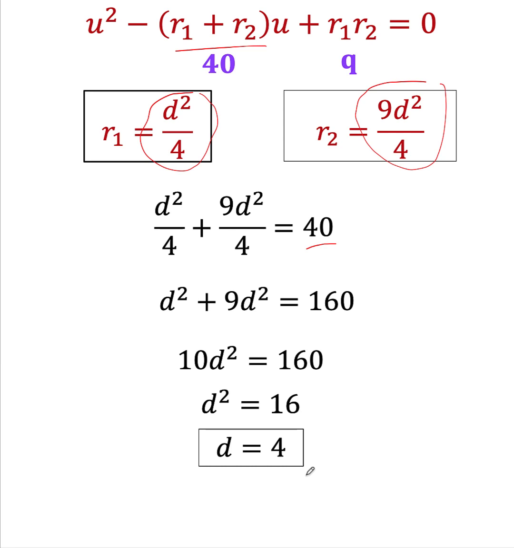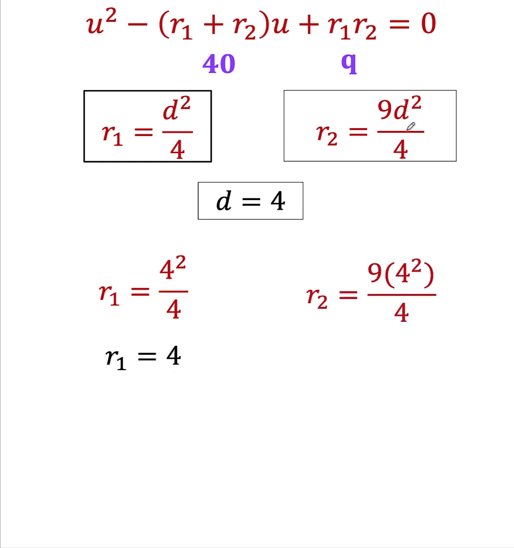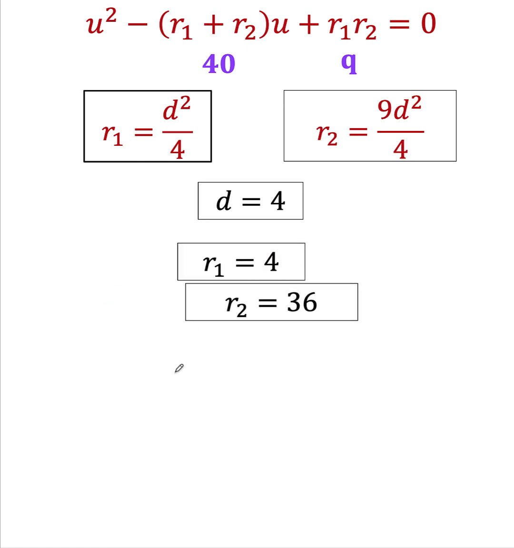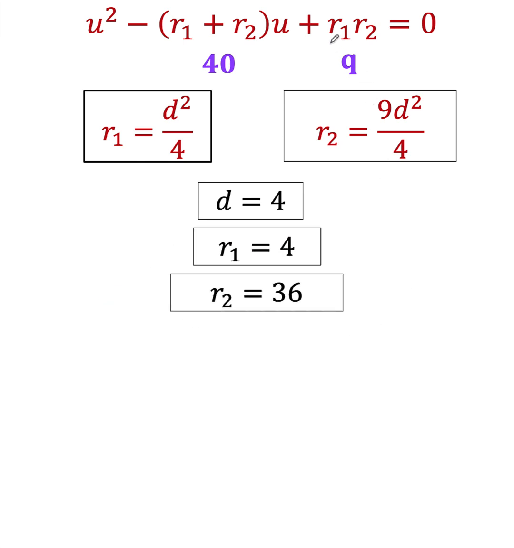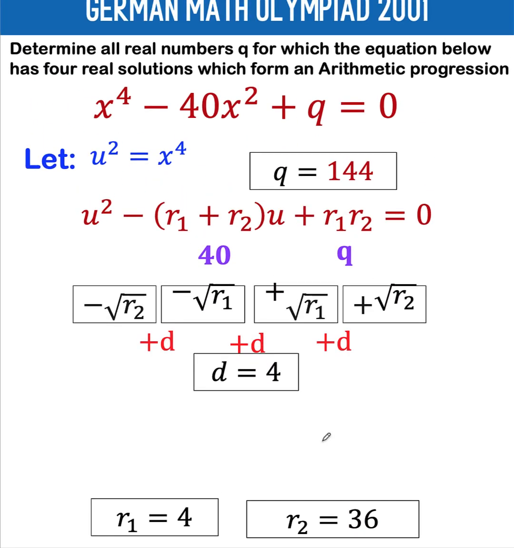So having known now that the value of d is equal to 4, we can now find the value of r sub 1. Replace d by 4, so r sub 1 is equal to 16 over 4 or 4. For r sub 2, replace this d by 4, so we have 9 times 16 over 4, which simplifies to 36. So we have the values for r sub 1 and r sub 2. We are now ready to find the value of q because q is equal to the product of r sub 1 and r sub 2. So getting the product now, we have q equals 4 times 36 or 144. And this is now the answer that we are looking for in this problem.